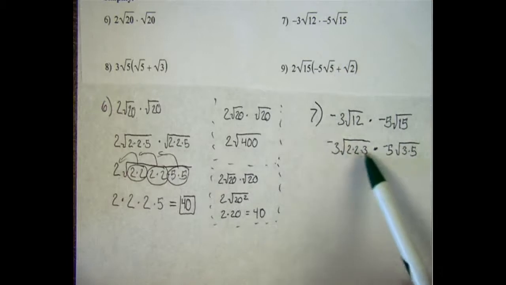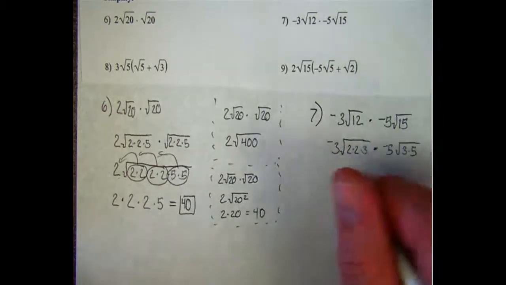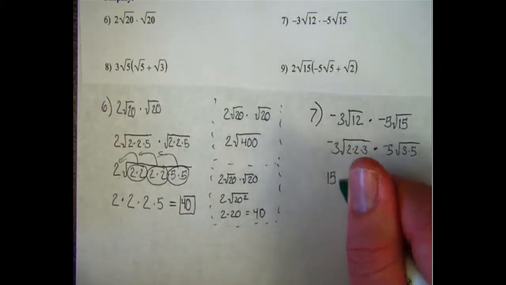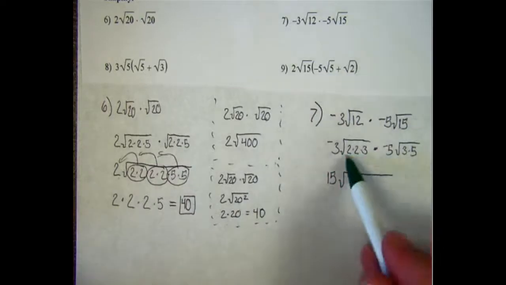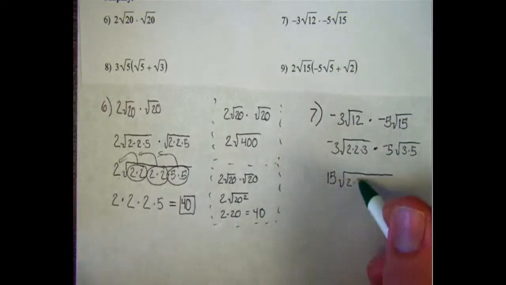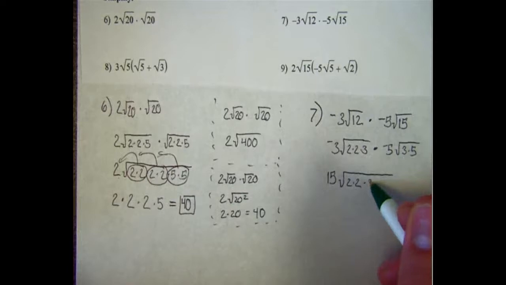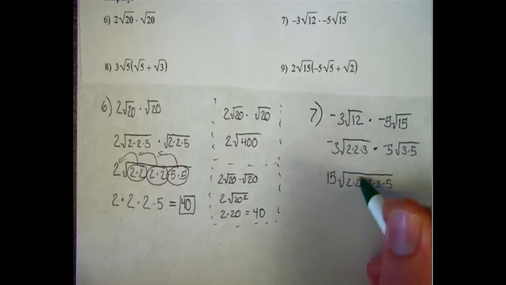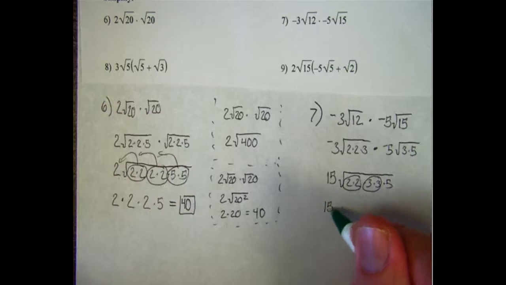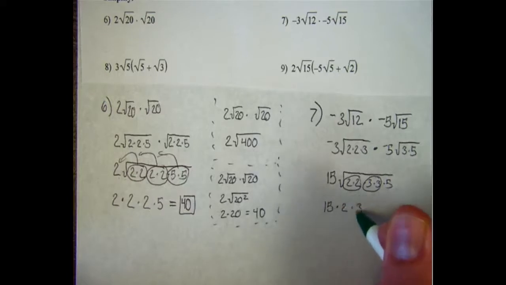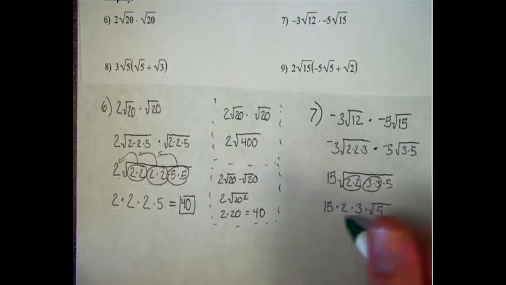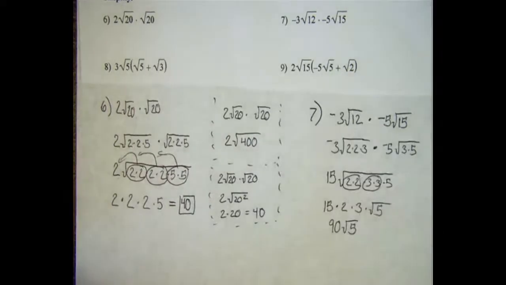Now I multiply my coefficients. Negative 3 times negative 5 is positive 15. And I'm going to list out all of my factors here. I have 2 2's, 2 3's, and a 5. Any pair can be pulled to the outside. So I'm going to have 15 times 2 times 3 times the square root of 5. 15 times 2 would be 30. 30 times 3 is 90. So this would be 90 times the square root of 5.